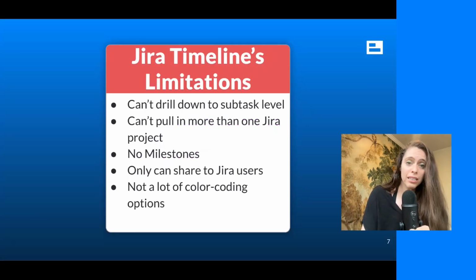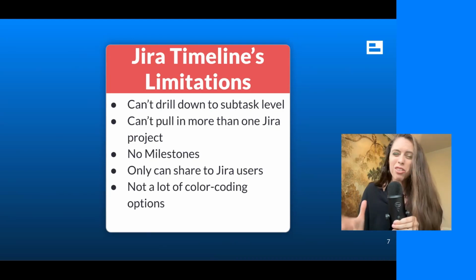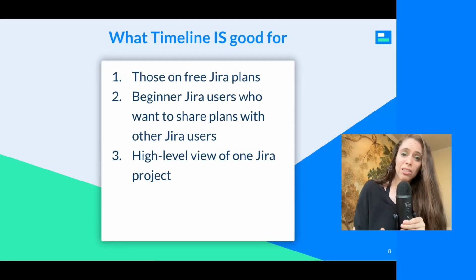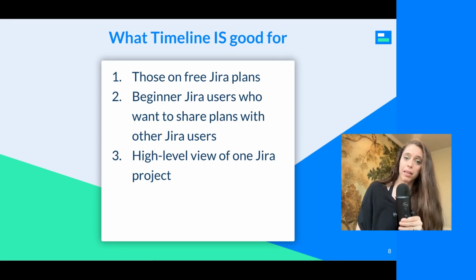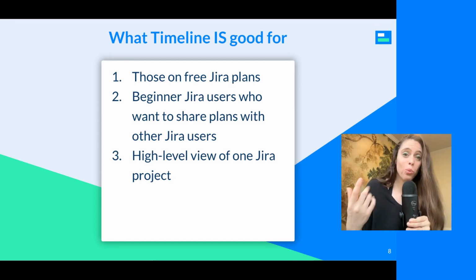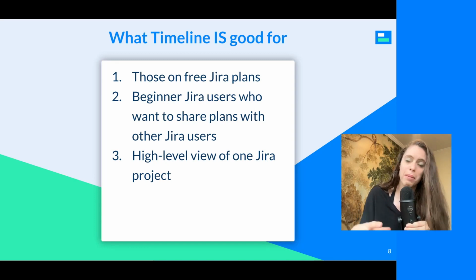So it's really, really great for that use case, but there are limitations, right? As I mentioned, you can't drill down to the subtask level. You can't pull in more than one Jira project. There are no milestones. You also can only share with other folks who are using Jira. And there's also just not a lot of color coding options. So there are limitations, but it is actually really good for people who are on the free Jira plan, who are beginner Jira users, and have a more basic one Jira project roadmap that they want to visualize, and they don't really care about showing down to the subtask level.